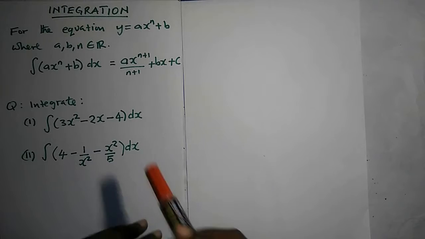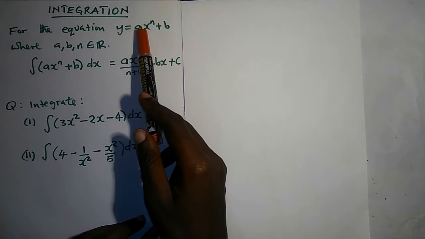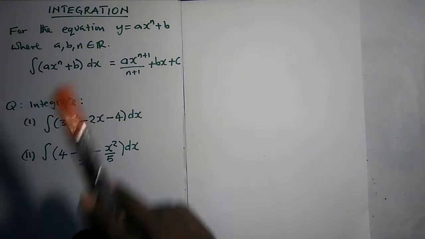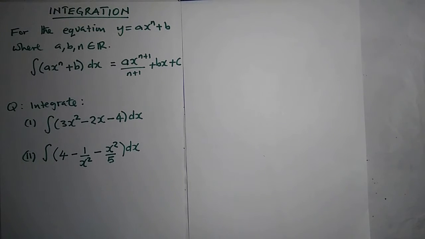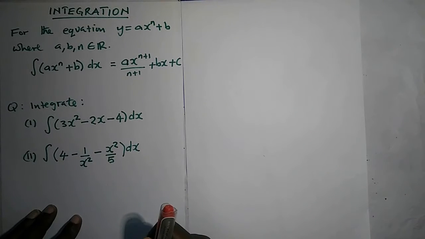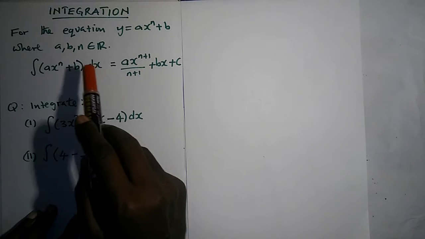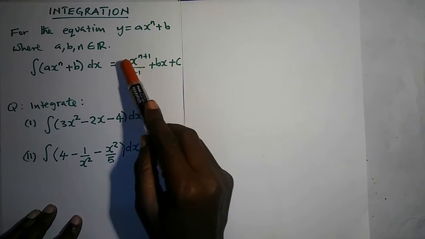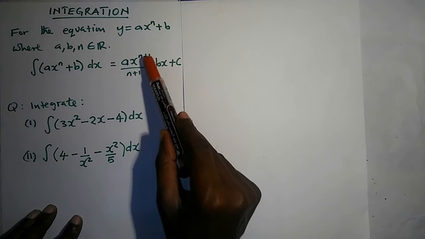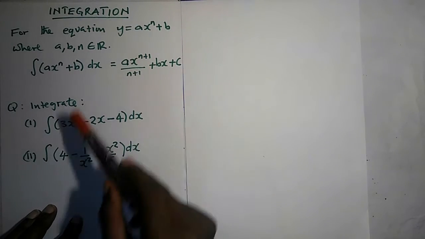Okay, so when you have an equation like the one that we have here, y is equal to ax to the power n plus b, where a, b, and n are real numbers, the integral, this symbol that you are seeing here, is the symbol of integration. It's known as an integral. The integral of ax to the power n plus b dx is given by ax to the power n plus 1 over n plus 1. So you add the 1 to the power and you divide the function by the same thing that you have on the power.